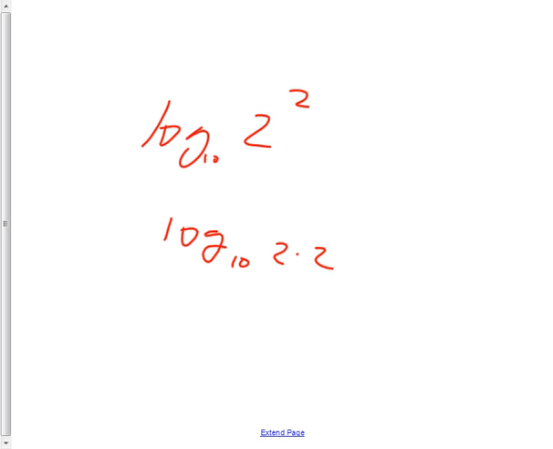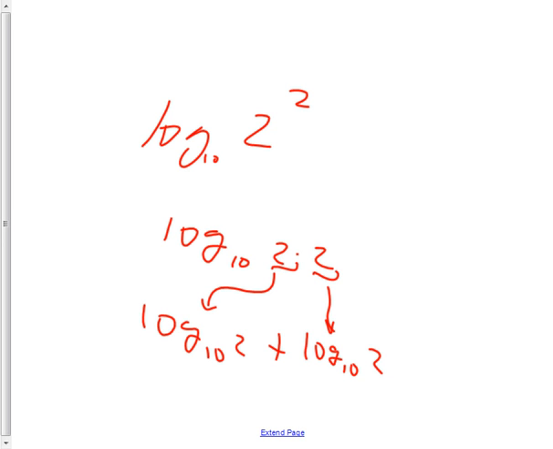You can split it into log base 10 of 2. What comes next? Plus log base 10 of 2. See, we split up the multiply into this and this. The 2 parts got their own log. It's called expanding.